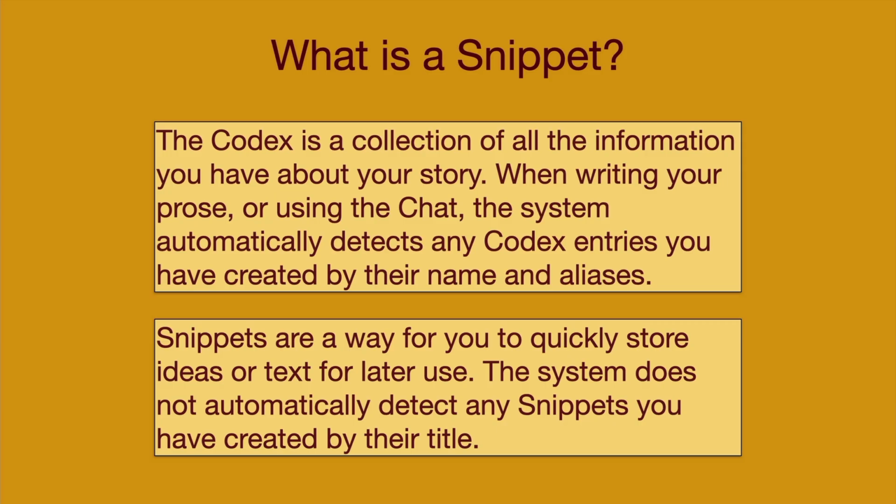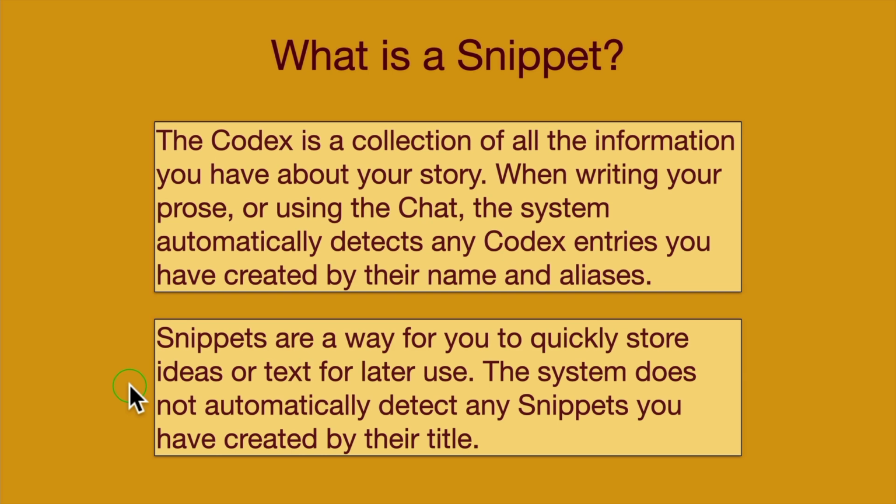Now what is a snippet compared to a Codex entry? The Codex is a collection of all the information you have about your story. When writing your prose, or using the chat, the system automatically detects any Codex entries you have created by their name and aliases. Snippets are much more simple. Snippets are a way for you to quickly store ideas or text for later use. The system does not automatically detect any snippets you have created by their title.